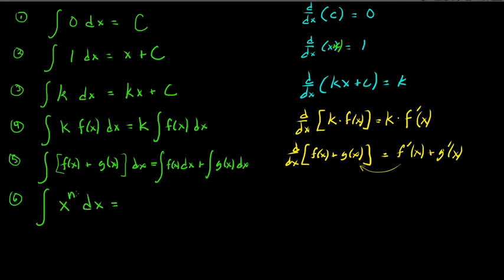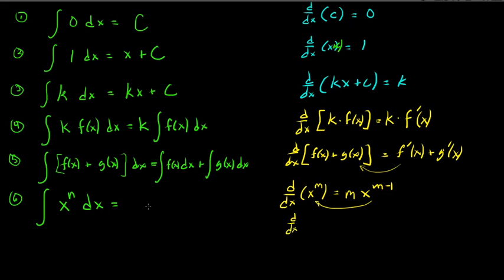In other words, what's the integral of x to the n? So let's think about this. We know the derivative of x to the m is just m times x to the m minus 1. That's the power rule for derivatives, but we want to go the other way. So going backwards, instead of subtracting 1, you're going to have to add 1.